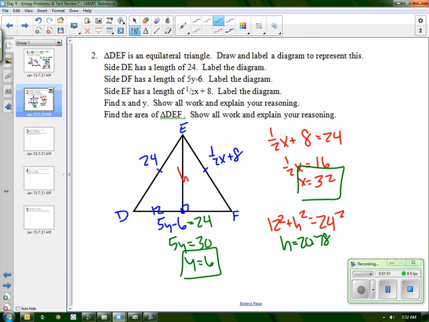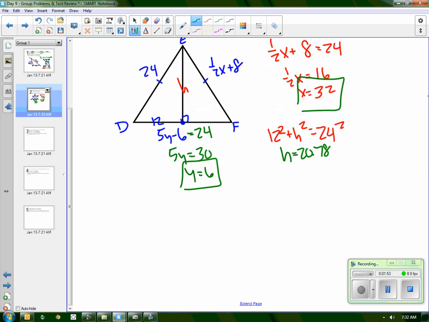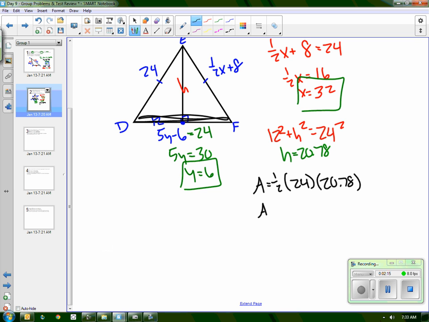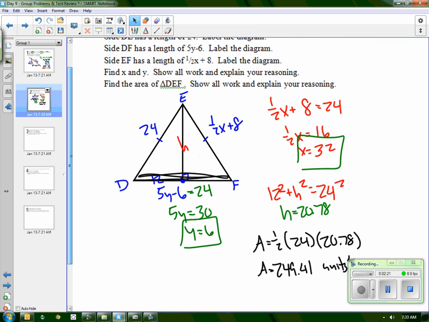So now if I want to find the area, I got to do area equals 1/2 times the base. The entire base is this whole base, that's 24, times the height I just found, 20.78. And let's see if I can multiply that. 0.5 times 24 times what I just found should be 249.41. So my area is 249.41, and let's just say units squared because I don't know what kind of units we're working with. So there's number 2.